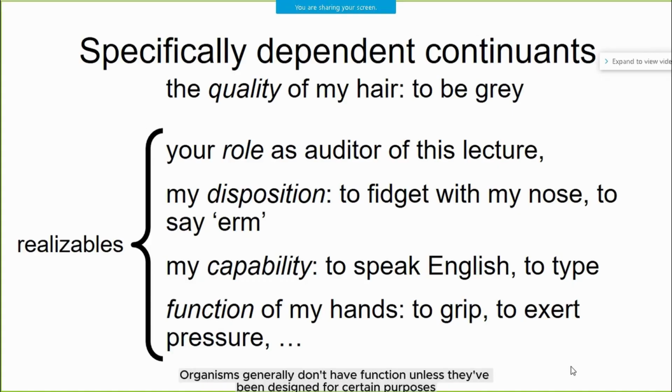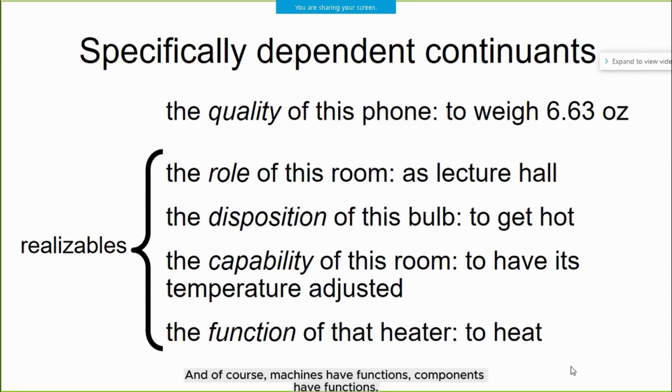Organisms generally don't have functions unless they've been designed for certain purposes, like bacteria. But my hands have a function, and all of these are realized. And of course, machines have functions, components have functions. The role of this room is to serve, now, as a lecture hall. The disposition of this bulb here is to get hot. The capability of this room is to have its temperature adjusted. It's not its function. It's a capability.